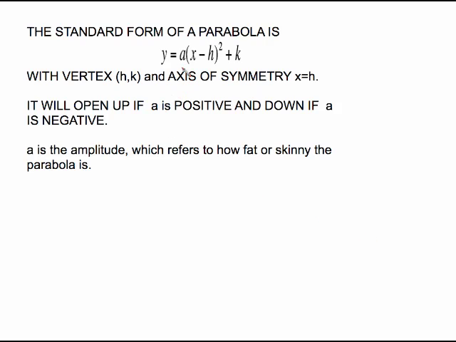The real standard form has got a number in front of parentheses. We have not looked at any of those yet. So standard form of a parabola is y equals a times (x minus h) squared plus k. The vertex is (h, k). That's what I keep calling inside, comma, outside. Axis of symmetry, x equals h. It will open up if a is positive and down if a is negative. We've said all of that before. But a is really called the amplitude, and what that refers to is how fat or skinny the parabola is.